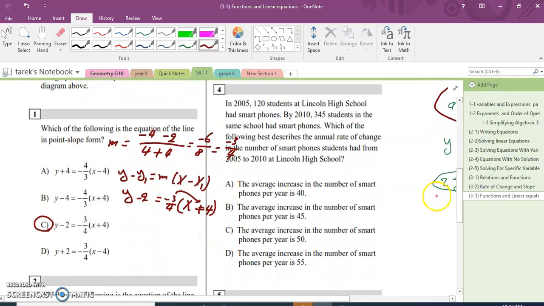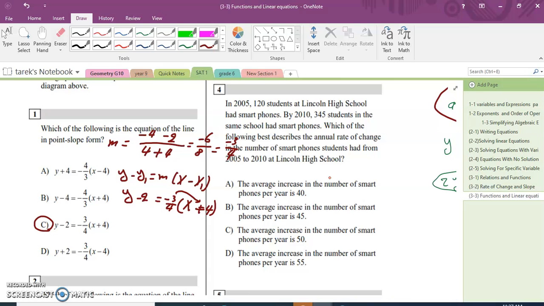Number 4 is a real-life application of the equation of the line. In 2005, 120 students at Lincoln High School had smartphones. By 2010, means after 5 years, 345 students had smartphones. The number increased from 120 to 345. Which of the following best describes the annual rate of change in the number of students who had smartphones from 2005 to 2010?